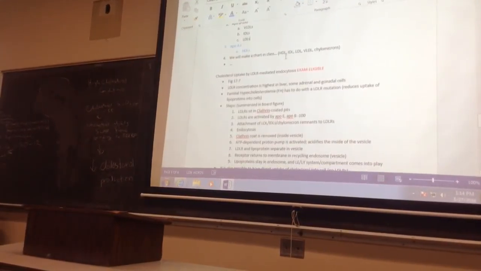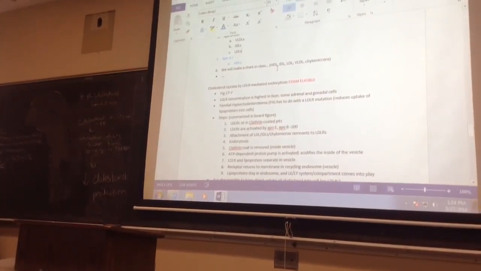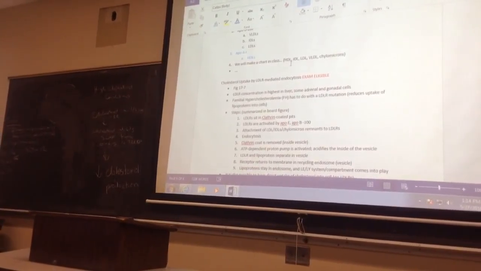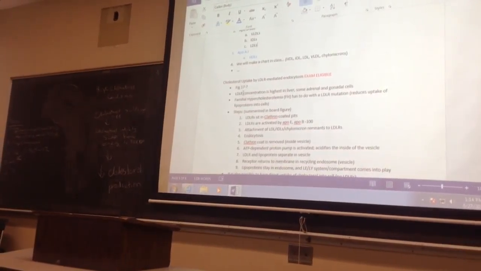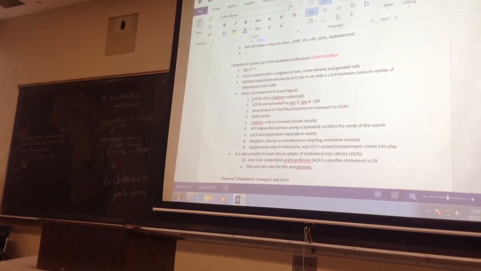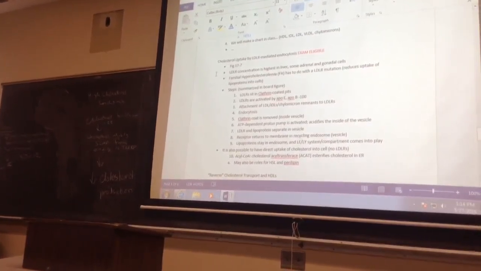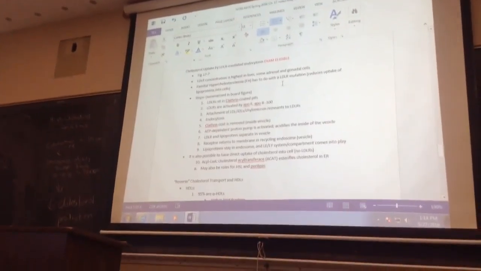But I want you to think about this first, because if I just tell you, it doesn't go in as well as if you try to read the chart and figure out what density actually is and why it's dense. Here's our last piece, and we already talked about it a little bit. Cholesterol uptake by LDL is receptor-mediated endocytosis.